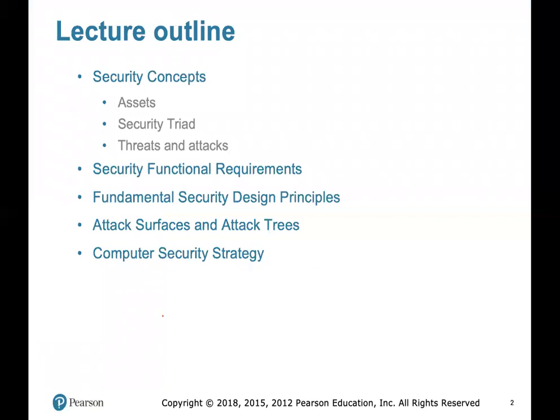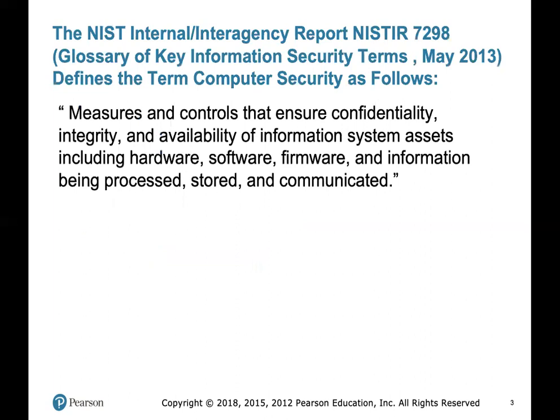We define different security terminologies, including assets. We talk about the security triad, or sometimes they call it the security triangle. We also talk about threats and attacks. And we talk about functional requirements of security and fundamental security design approaches and principles. And we talk about attack surface and attack tree. And also we talk about computer security strategies, which are known methods that people take in order to make computer systems secure. Okay, let's get started.